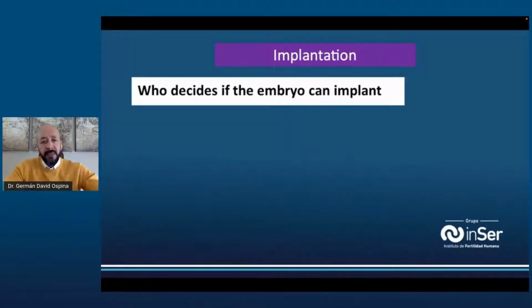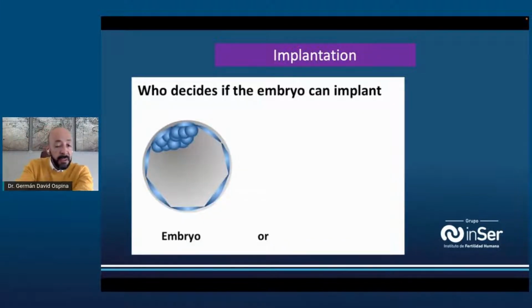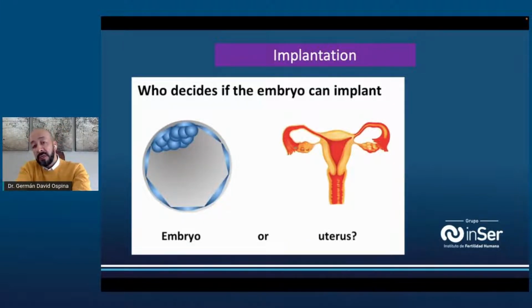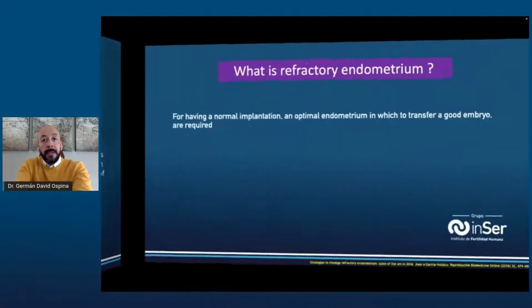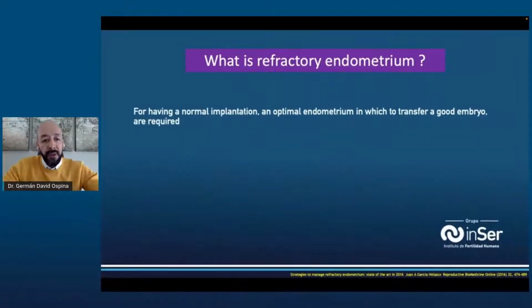Okay, then, there's an interesting question here. Who decides if the embryo can implant? Will it be the embryo or will it be the uterus and the endometrium? Okay, this answer remains unclear, but some authors believe that the endometrium could be responsible for 20% of IVF failures. Okay, let's go to the central point of this lecture.